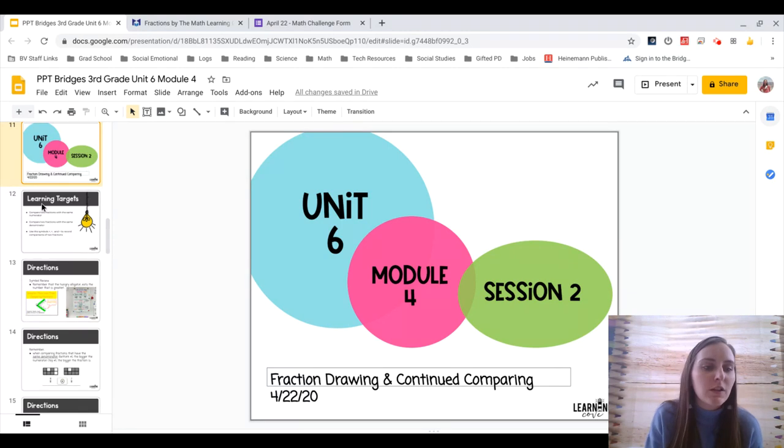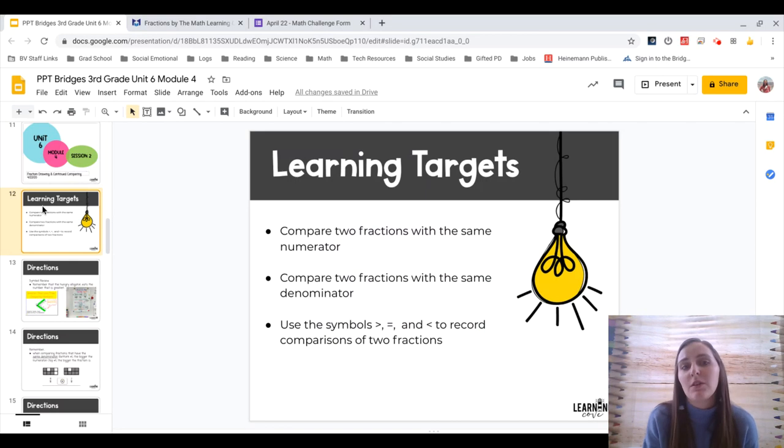So our learning targets for today are actually pretty similar to those of yesterday. I just want you guys to keep practicing comparing two fractions that have the same numerator, or the top number, and practice comparing two fractions that have the same denominator, or the bottom number. And my twist for today is that I want you to start using those symbols like greater than, less than, and equal to compare.